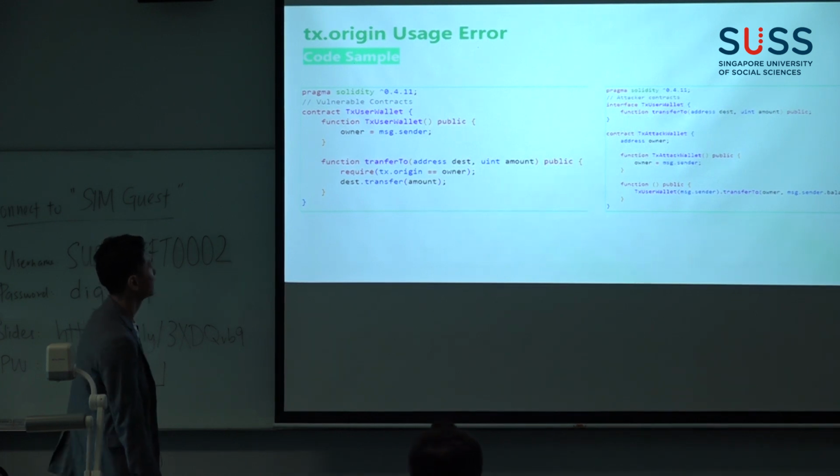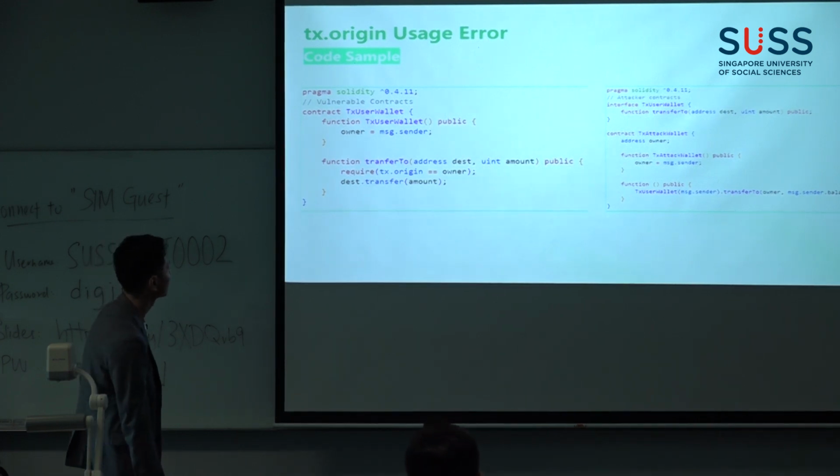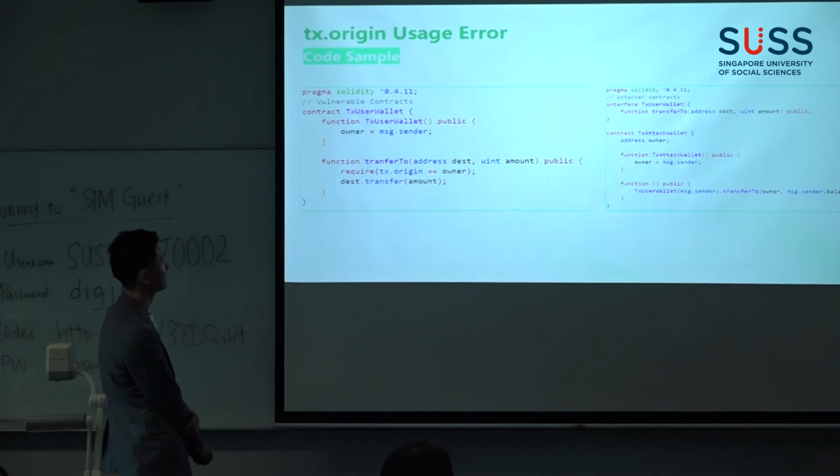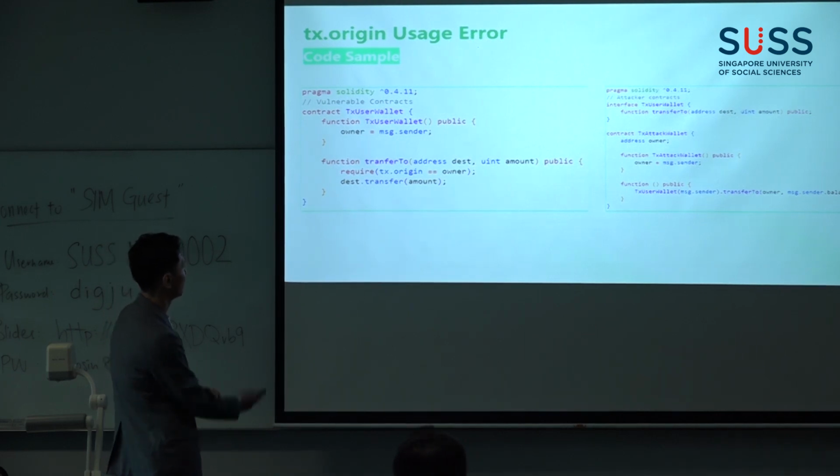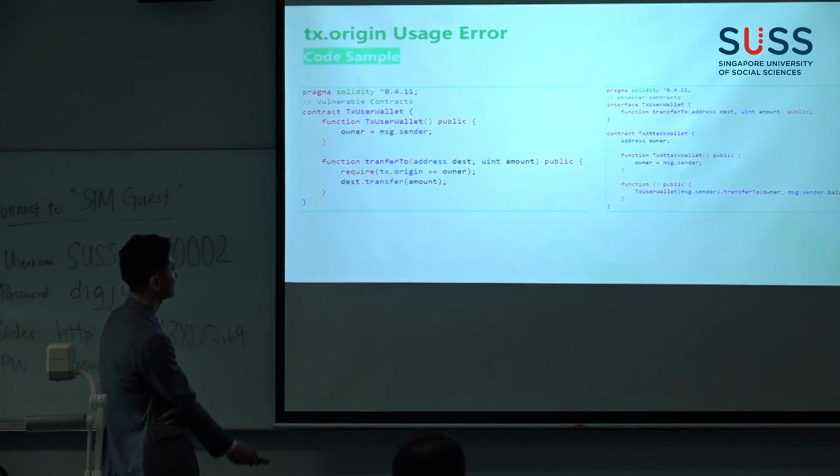On the left side is a code snippet that's vulnerable. The contract is called TX user wallet. From the name, we can infer that this wallet might store the user's balance. And when the function transfer2 is invoked, it uses tx.origin to authenticate the user and verify that the user actually wants to transfer to some address.